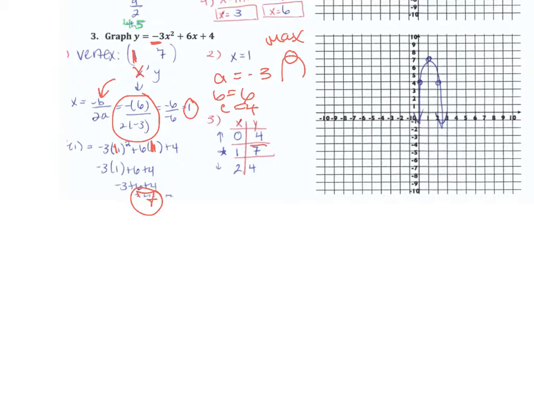So the vertex goes in the center of our table, 1, 7. You can use your calculator to enter x values on either side. And then you can draw your graph. Now, since our vertex is the max, we would say that the max value is the y coordinate of the vertex, so it's 7. The axis of symmetry is the x coordinate of our vertex. X is 1.